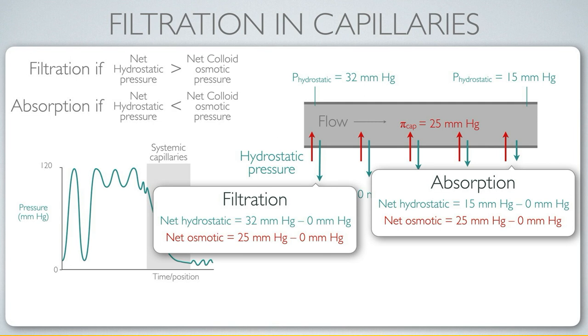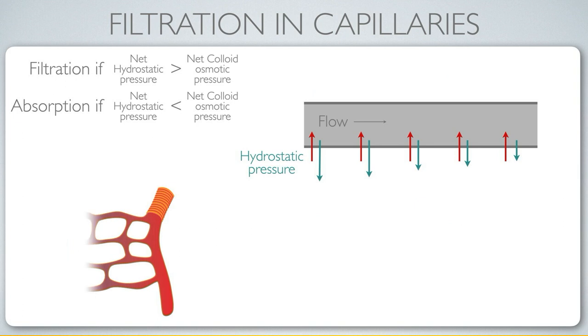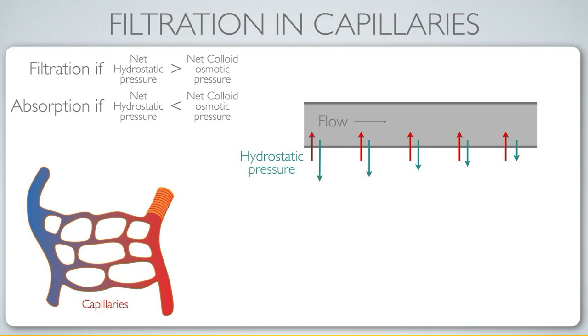This actually happens in the capillaries. So here we have a schematic of the capillaries. On the upstream end, the hydrostatic pressure drives water from the capillaries, so we get water flow. And that's filtration. And then there's absorption that occurs on the venous side because of the colloid osmotic pressure.